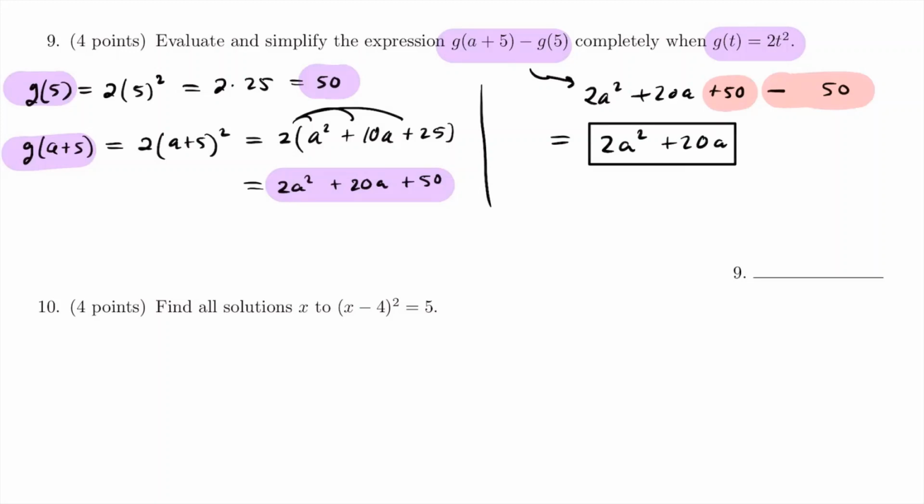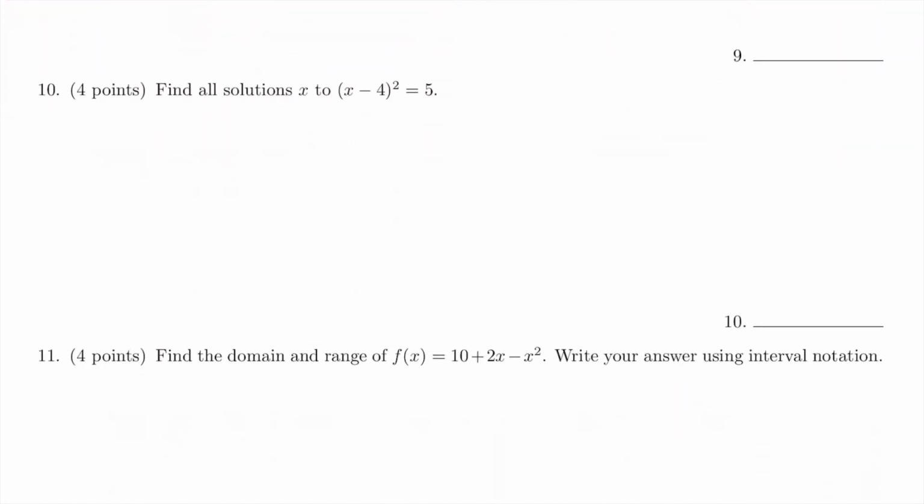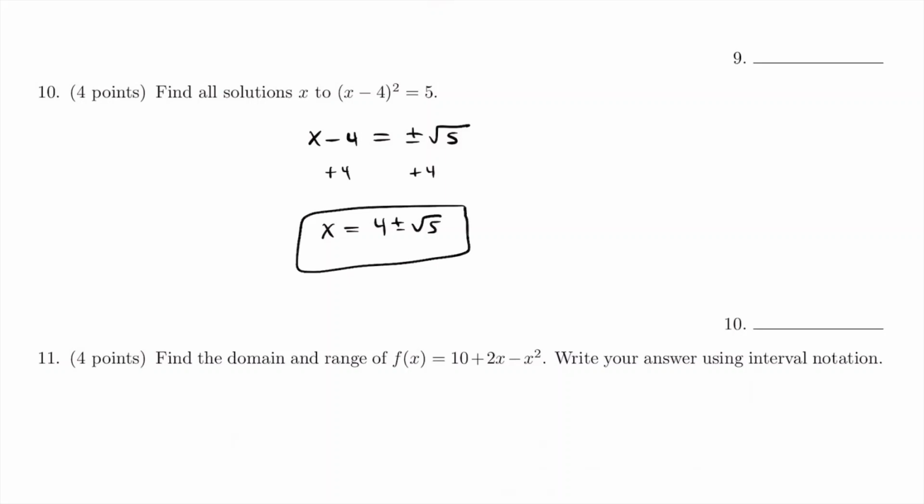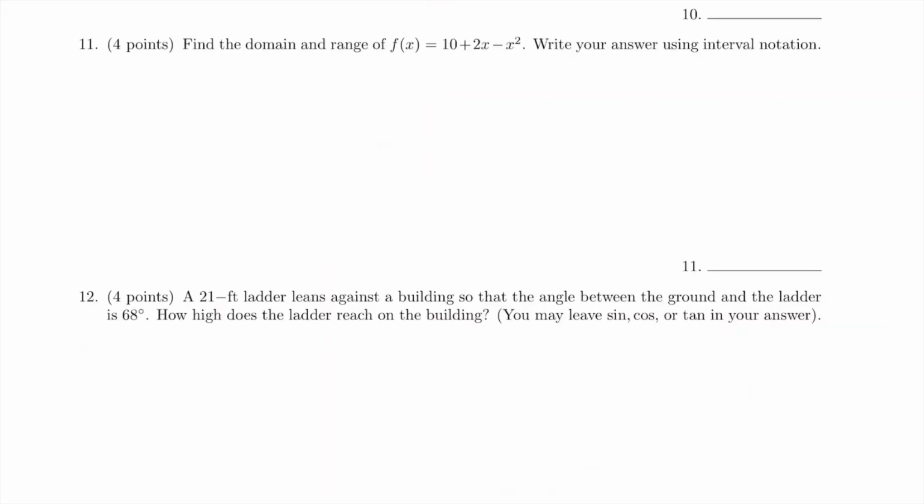For the next one, we're going to find all solutions to this equation. I'm going to go ahead and square root both sides. So you have x minus 4 is equal to plus and minus square root of 5. And then we add 4 to both sides. So x is equal to 4 plus and minus square root of 5. So that would be the answer to this equation.